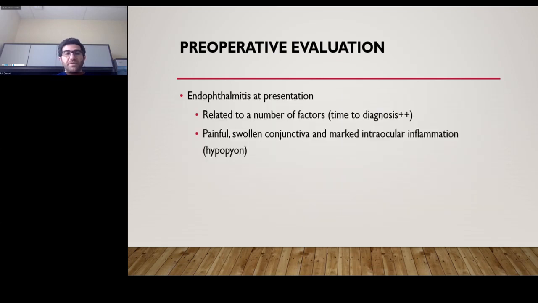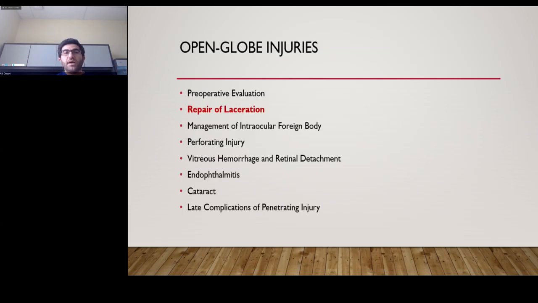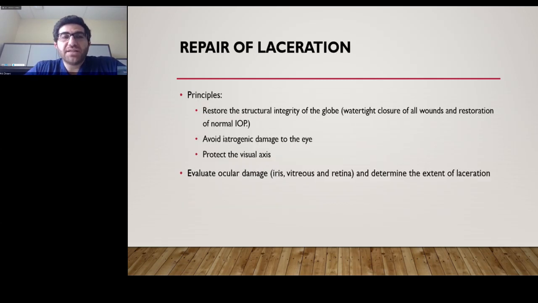We should always keep in mind that a patient with penetrating or globe rupture can have associated endophthalmitis at presentation. If we have endophthalmitis, we should address this problem and treat with antibiotics. Repair of the laceration should be done as early as possible, within 24 hours, to avoid the risk of endophthalmitis.